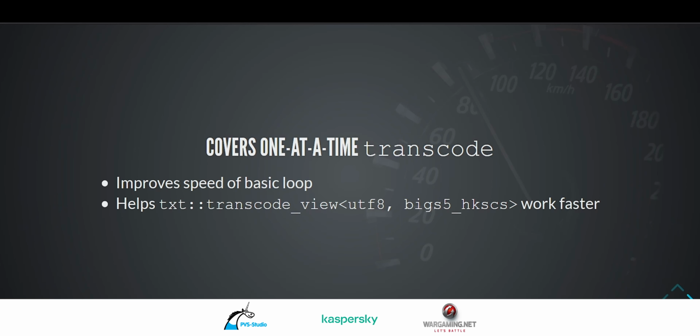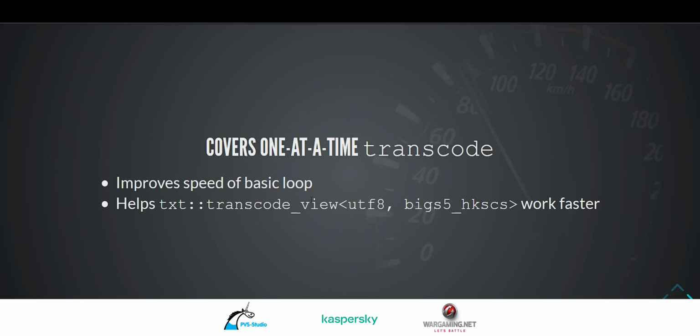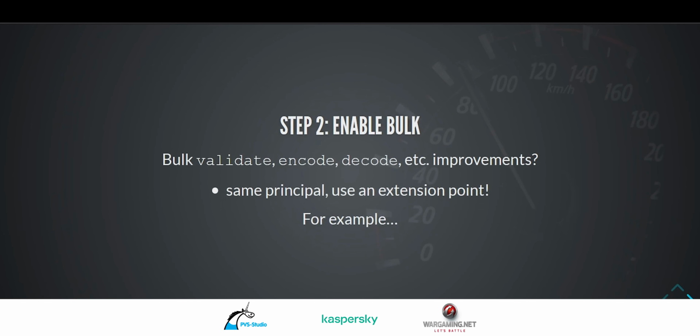So we want to give people the power to control the performance characteristics of this transcode view. Because again, what transcode view will do is set up an iterator, and basically it will just do that basic loop, but it will allow you to iterate over it, one code point at a time. So you can improve the performance of views by overriding transcode 1. And that's just generally useful for the whole ecosystem.